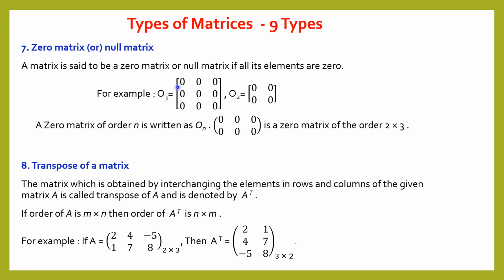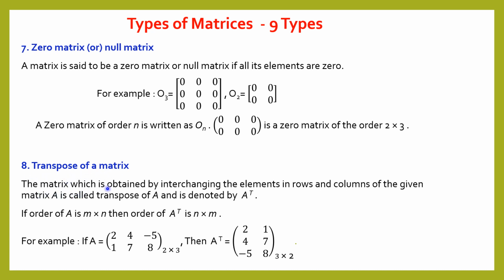O3 means 3 rows and 3 columns. O2 means 2 rows, 2 columns. A zero matrix of order n is written as On. Suppose 0, 0, 0, 0, 0, 0. That is, here we have 2 rows and 3 columns, so it is a zero matrix of the order 2 cross 3.